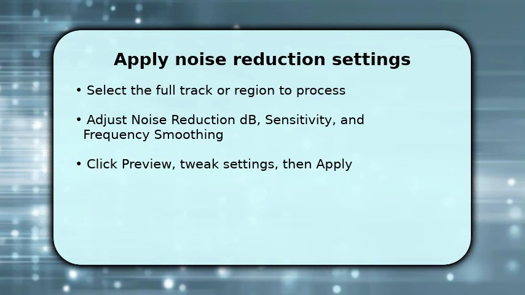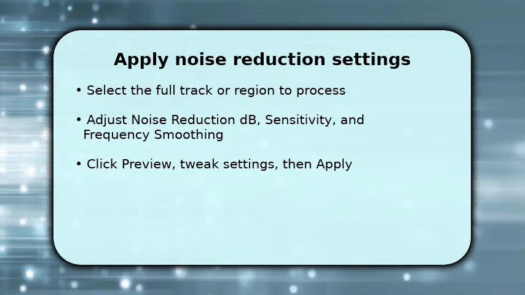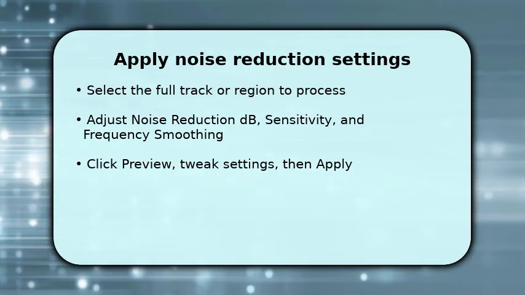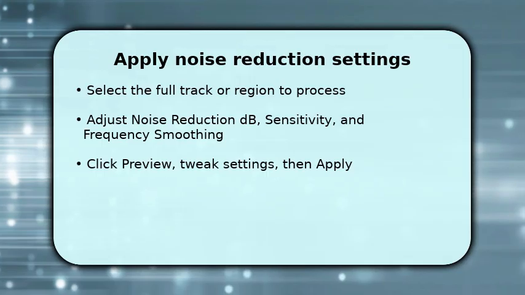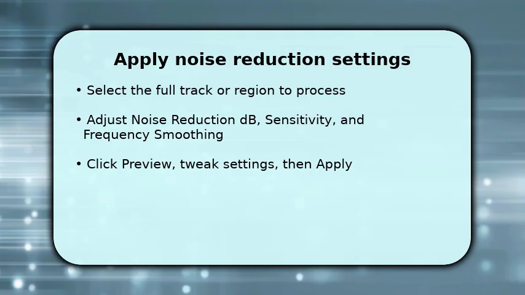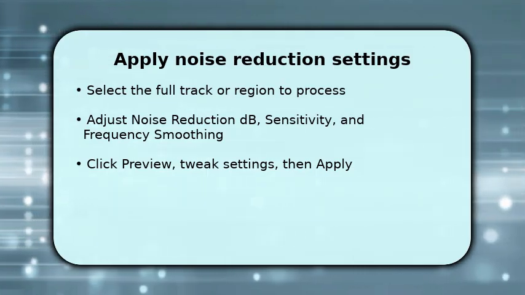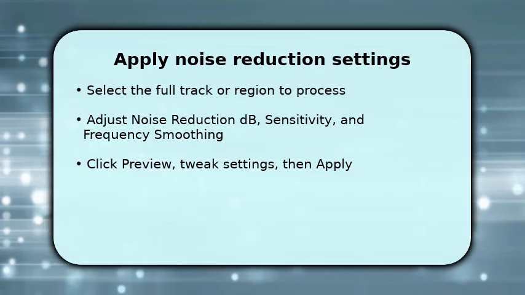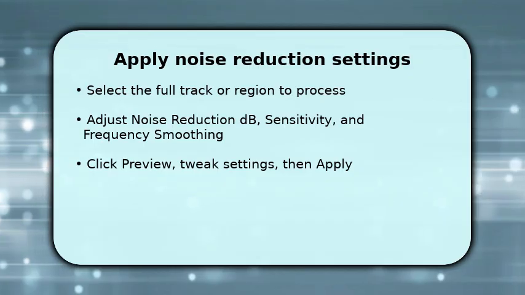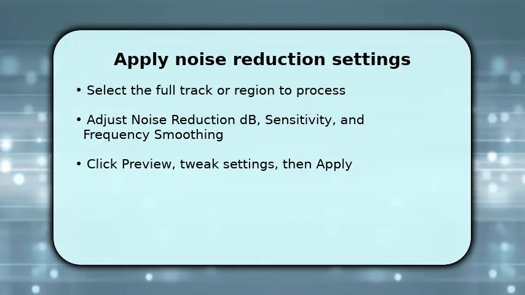Next, you apply the learned profile to your whole recording. Select the full track or just the noisy region, then reopen Effect, Noise Reduction. Set Noise Reduction, dB, for how much to cut, sensitivity to decide how aggressively to detect noise, and frequency smoothing to avoid musical artifacts. Click Preview to listen. If voices thin out, reduce dB or sensitivity. Once satisfied, click Apply. This two-step preview loop prevents overprocessing and preserves the natural timbre.